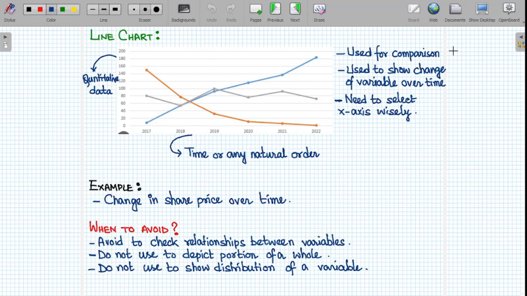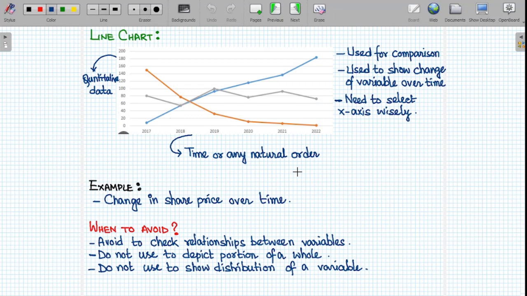Line chart is also another visualization used for comparison. In case of line chart, your x-axis will be time or any natural order and y-axis will be of quantitative data. It is used to show change of variables over time. Be very cautious while choosing the x-axis in case of line chart. Choose either time or any other natural order, otherwise your data insight can be misleading. For example, change in share price over time can be easily depicted using line chart.